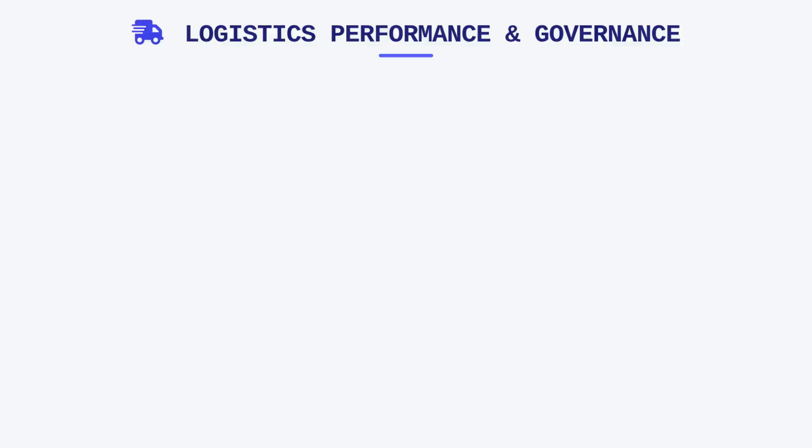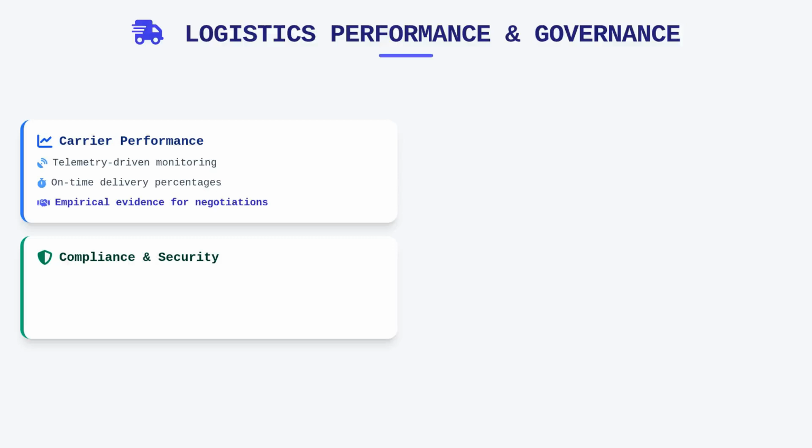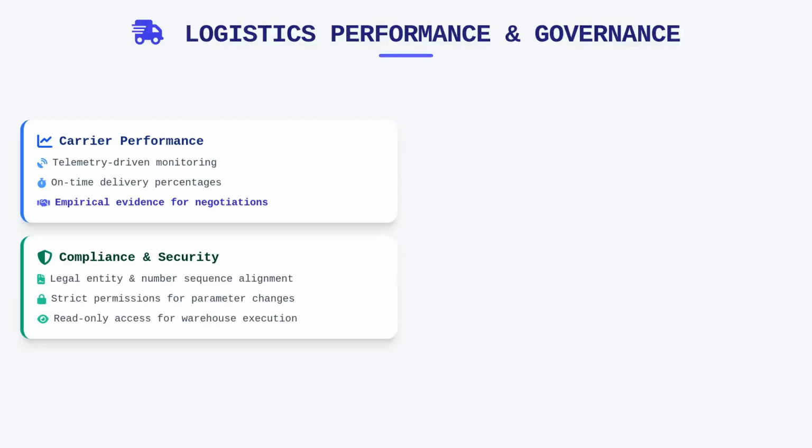To ensure the longevity and reliability of your logistics setup, you must implement constant performance monitoring of your selected carriers. By leveraging the telemetry data collected by the system, you can generate metrics that quantify on-time delivery percentages and overall transit reliability. This data-driven approach is invaluable during contract negotiations, as it provides you with empirical evidence of service performance versus cost. Furthermore, every carrier configuration must survive the rigors of your internal structural standards, such as appropriate legal entity overrides and the alignment of number sequences to maintain audit-ready records.